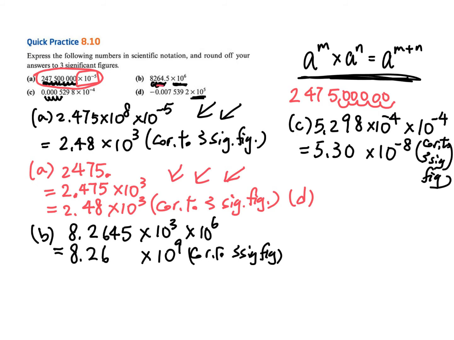So times 10 to the power 5. That means I have to calculate this part first. So 10 to the power 5.